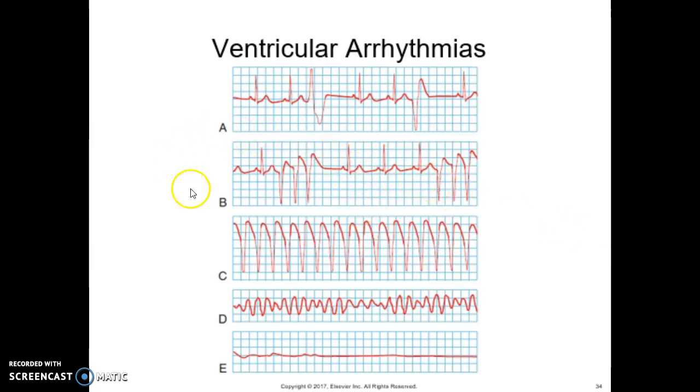So figure B here, there are 3 PVCs in a row. Okay, so you can see that. And in figure C, so here's figure C, ventricular tachycardia, commonly referred to as VTAC, is diagnosed when the ventricles beat at an extremely rapid rate.